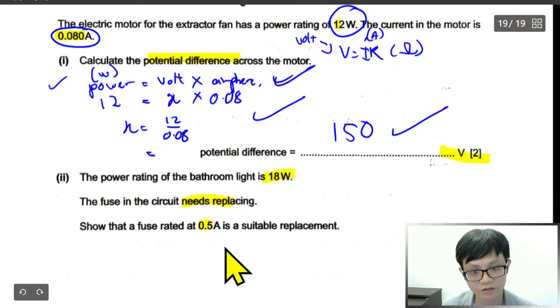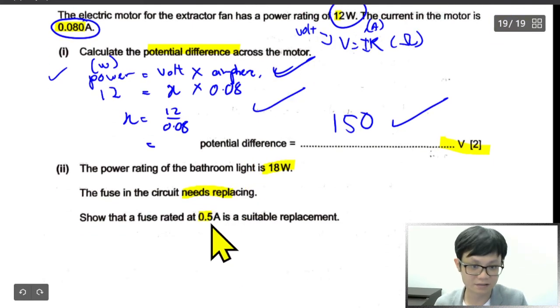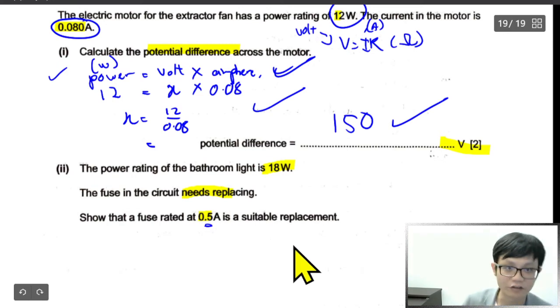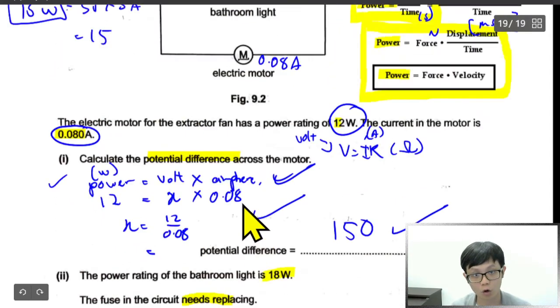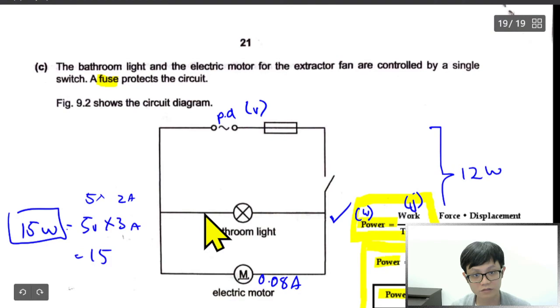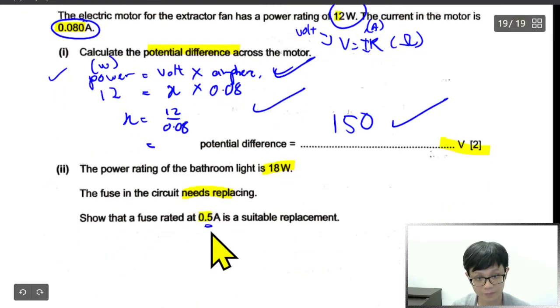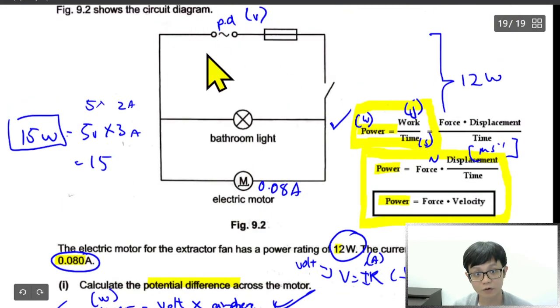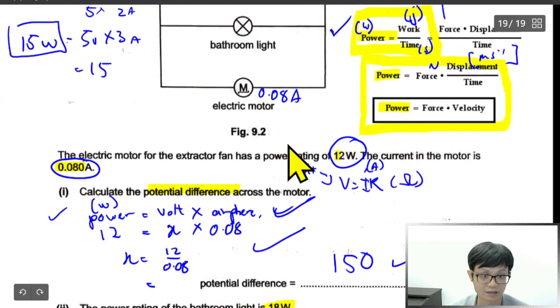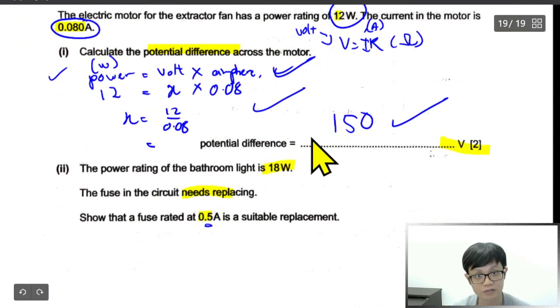The fuse is 0.5 is needed. So basically we want to know that the whole circuit current should be not more than 0.5, because if the whole circuit current is more than 0.5, the fuse will break. It will not work if you take a fuse that is too small or too big. So it's stated here that the fuse used is 0.5.